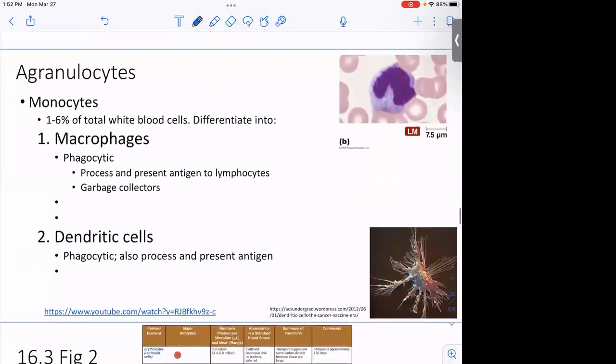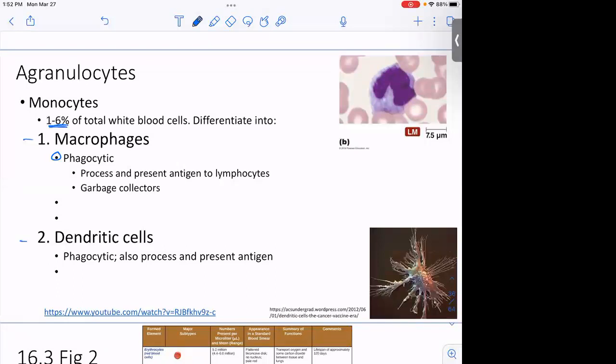And then the other kind of agranulocyte: we talked about the B cells and the T cells in particular. We said the monocytes will differentiate into both macrophages and dendritic cells. Monocytes are again a pretty small percentage of total white blood cells. These cells are fairly long-lived. When the monocytes migrate into the tissues, they differentiate into macrophages and dendritic cells. Macrophages are, I would say, the most famous phagocytic cell. That's their main job.